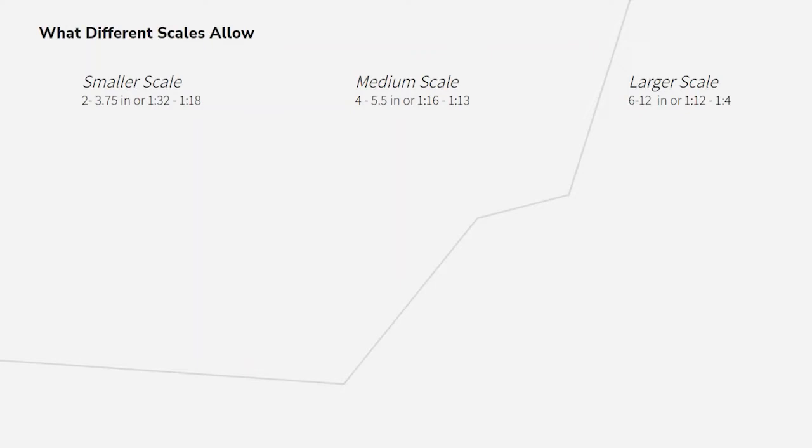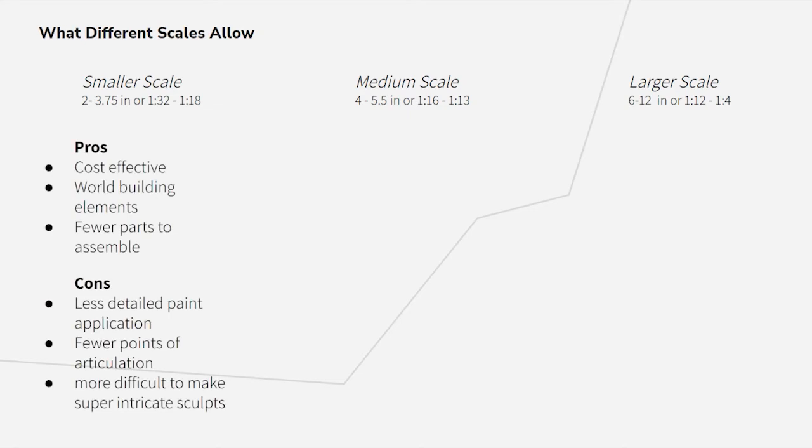What different scales allow? So I broke up the common action figure scales into just 3 sections. I mean, you could break this up however you want. Smaller scales. What are the pros of smaller scales? Well, they're cost effective. Smaller scale means less material to make your product, meaning cheaper to make in the long run. Also, world building elements. That means play sets, vehicles, animals are going to be easier to put in your toy line in a smaller scale because, like I said previously, smaller means less material. If you tried to do this with a bigger scale, it would be a lot more expensive.